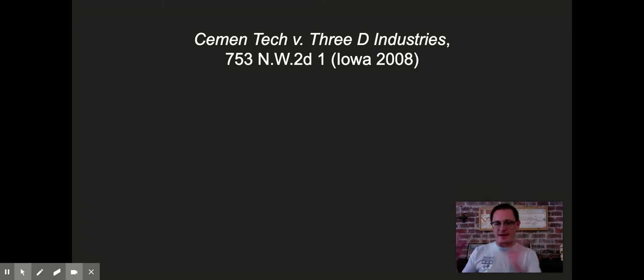So what happened, right? Cementech and 3D Industries are two different Iowa companies engaged in cement mixer production in various ways. They consider a merger at one point. They're thinking about getting together. It doesn't happen. Some Cementech employees are then hired by 3D, and Cementech has a brand new cement mixer on the market. It's revolutionary, according to them. And lo and behold, shortly after these Cementech employees are hired by 3D, all of a sudden 3D comes out with a clone of this brand new Cementech mixer.